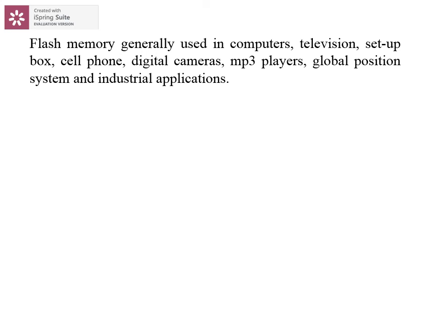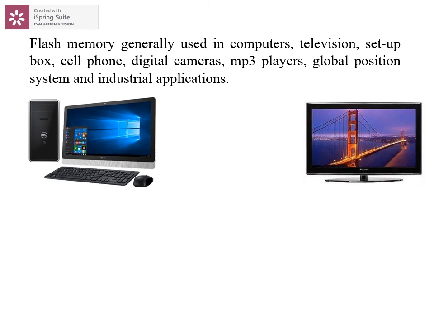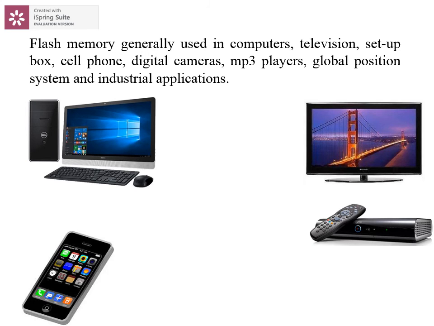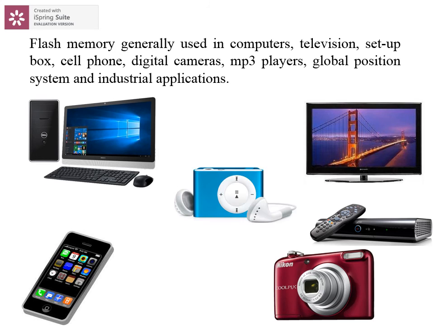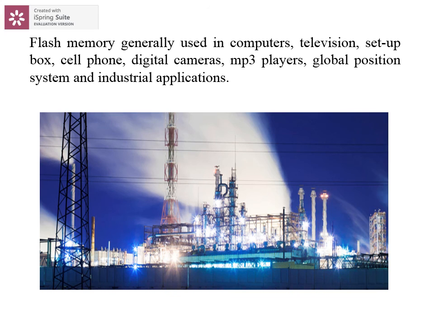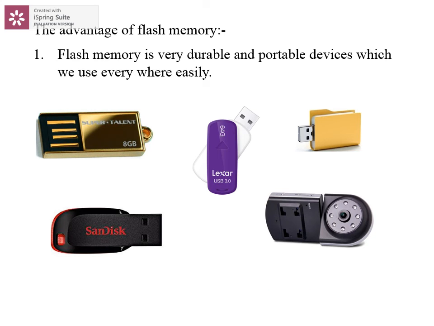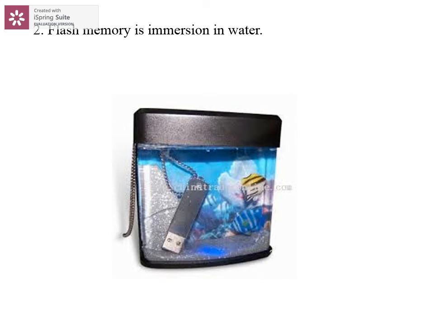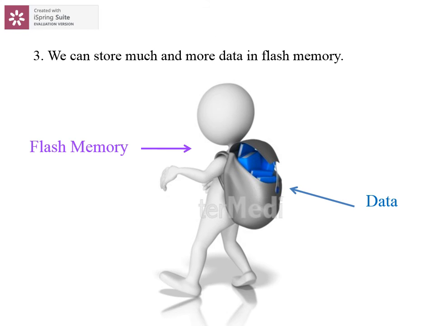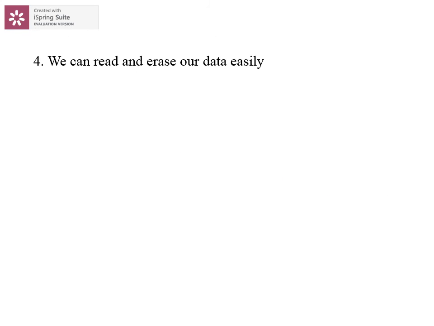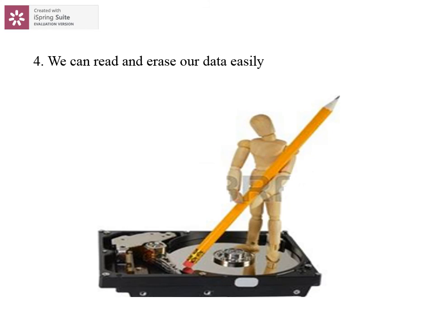Flash memory is generally used in computers, television, set-top boxes, cell phones, digital cameras, MP3 players, global positioning systems and industrial applications. The advantages of flash memory. Flash memory is very durable and portable, and we can use such devices everywhere easily. Flash memory is immersion resistant in water. We can store much more data in flash memory. We can read and erase our data easily.